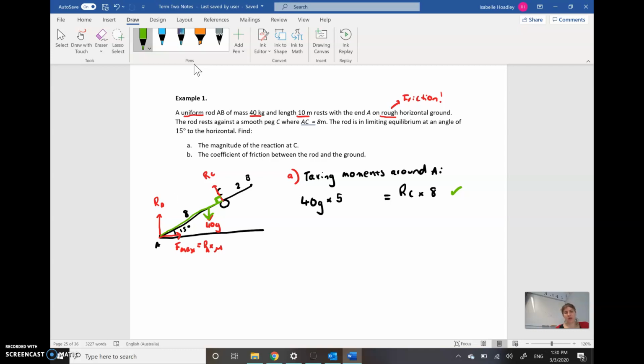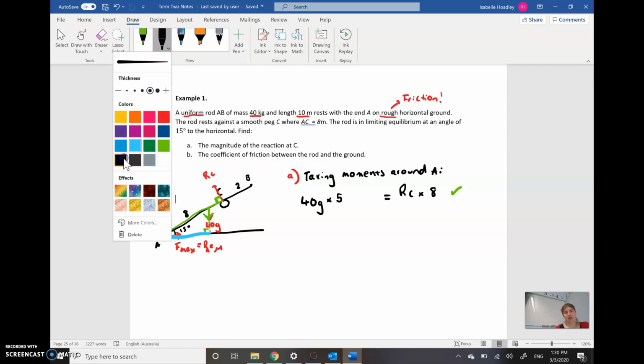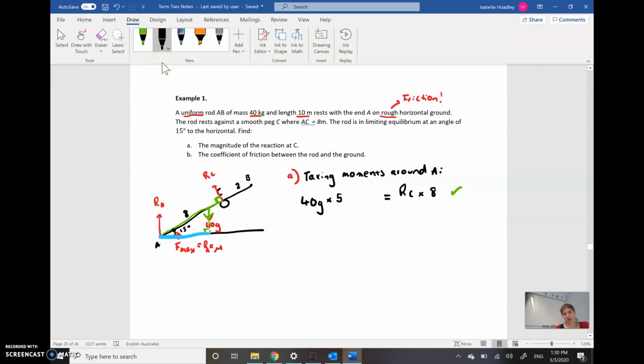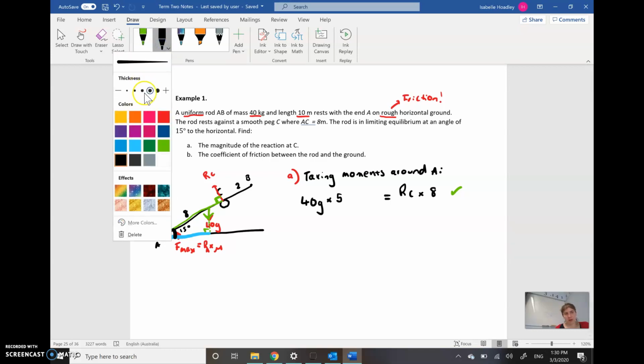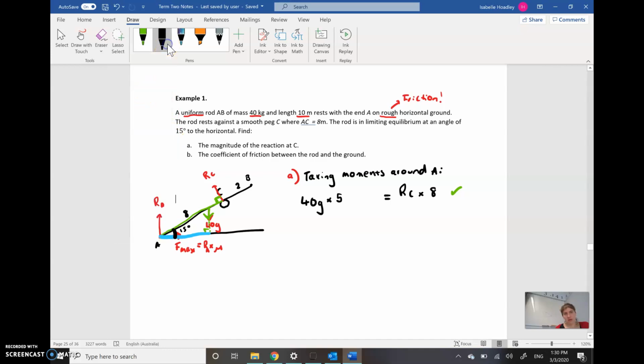So we need to find the perpendicular distance, so the distance from this force and the perpendicular. So we're actually going to be finding this distance along here, okay? We need to multiply it by that. So if we're looking at that, we've got an angle here of 15 degrees. Okay, we have an angle here of 15 degrees.